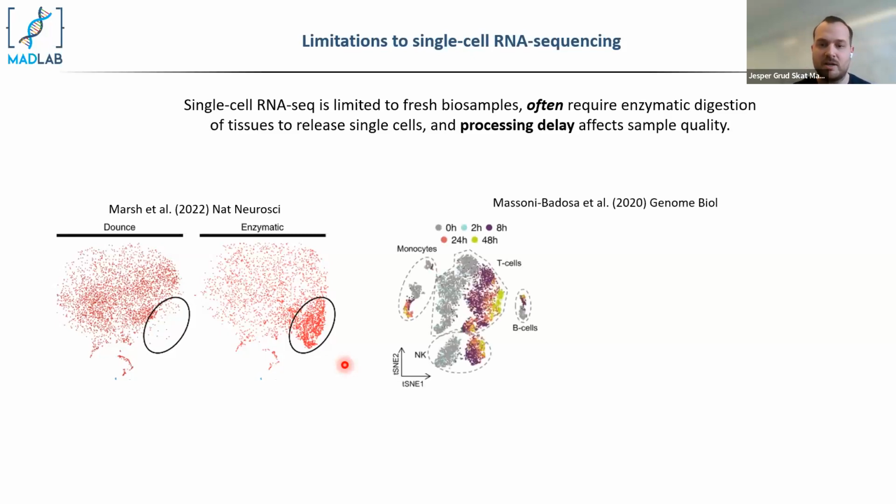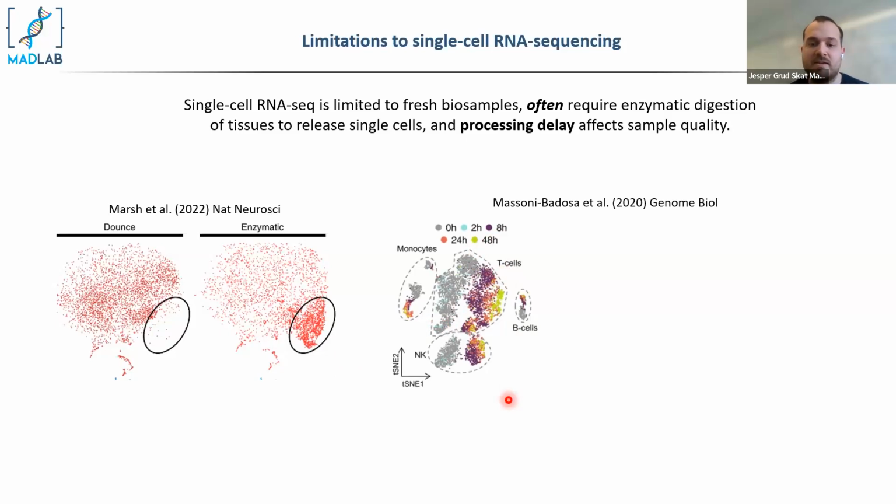In another study by Mazzoni, Bados, and colleagues, they purified the peripheral blood mononuclear cells, PBMCs, from individuals. Then they either processed them immediately, which is in gray, or they left them for several hours before cold preservation. And then they compared the transcriptomes.